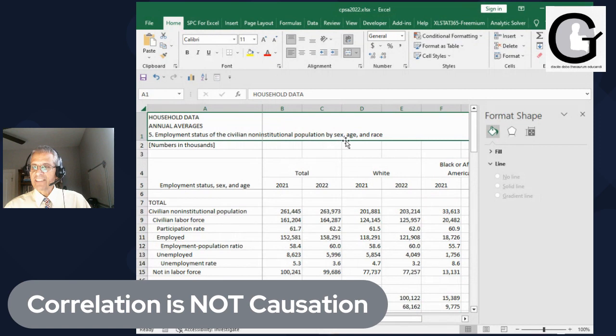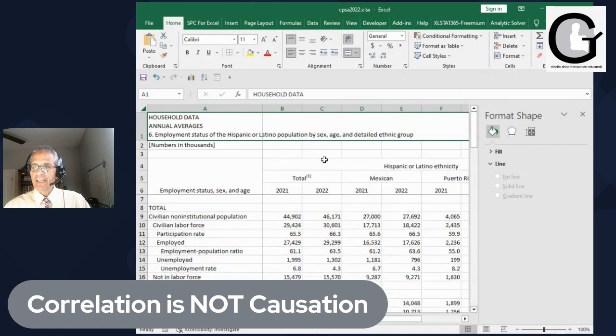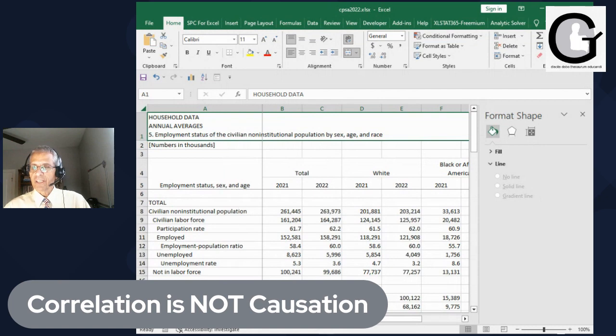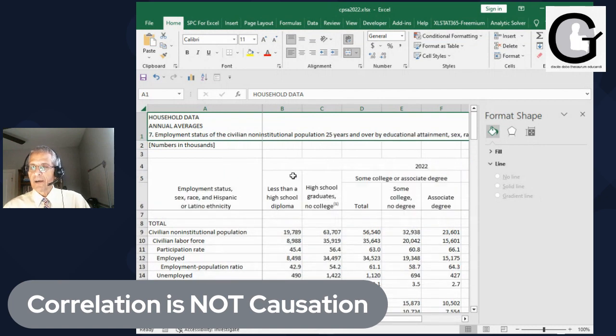This is by sex, age, and race. This is by employment and Hispanic and Latino population. What's this one? Civilian, non-institutional. So this is population 25 years and over. So there's a lot of different ways you can make this work, and you can analyze this data. Excel does a great job of doing that.